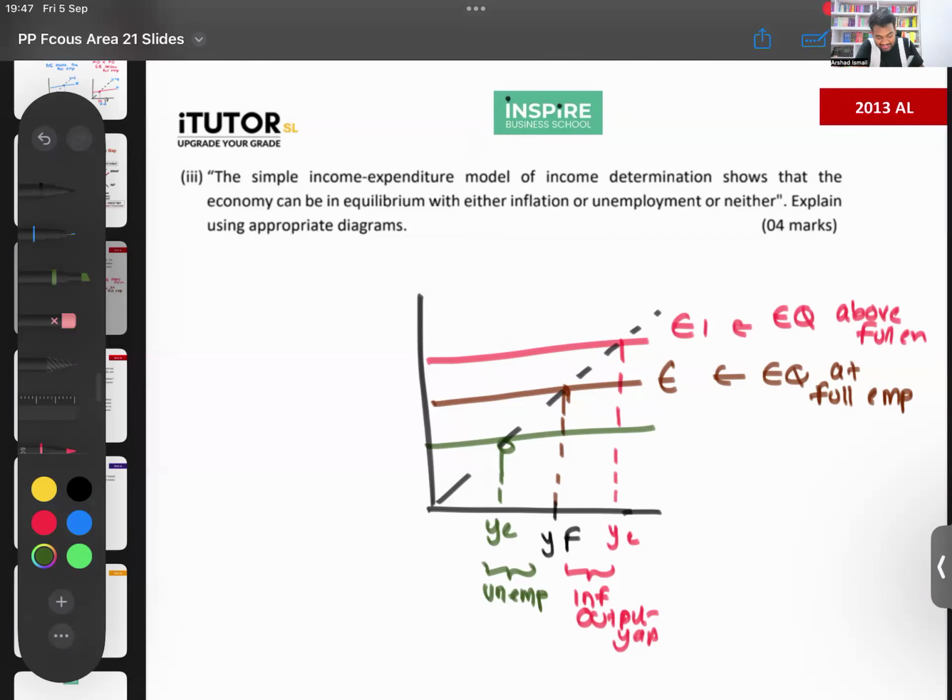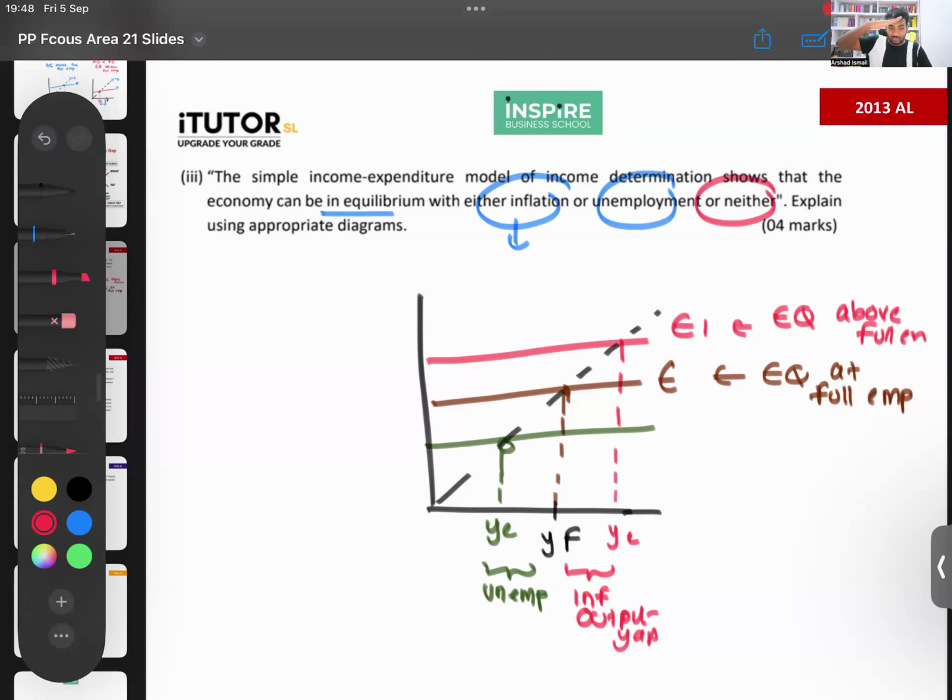So the question is saying the economy can be at equilibrium either with inflation, that's an inflationary output gap. You're at equilibrium above full employment. Or you can be at equilibrium with unemployment. That means you're at equilibrium below full employment. Or you can be at equilibrium at neither. Neither means you're at equilibrium at full employment. So all of these three are possible.